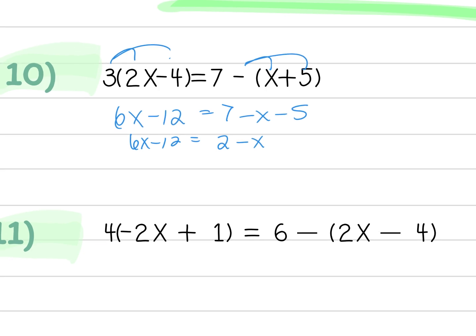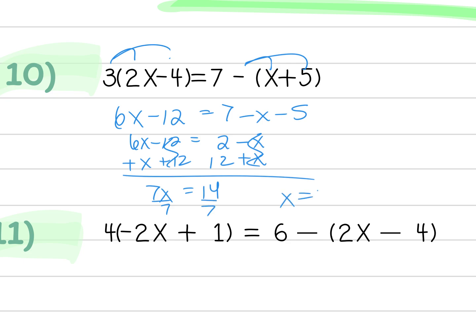All right, so I'm going to add x to both sides and add 12. Can I do that? Okay, so 6x and 1x is 7x. 2 plus 12 is 14. Divide both sides by 7, and x equals 2.